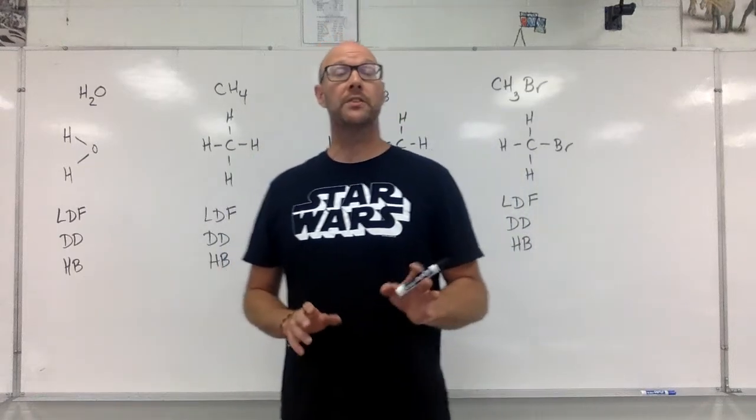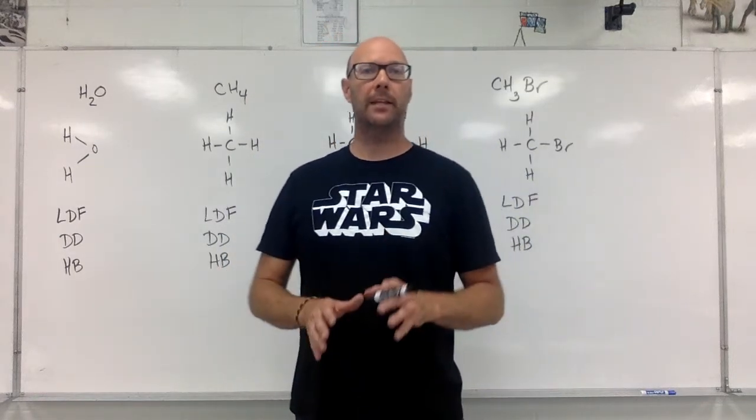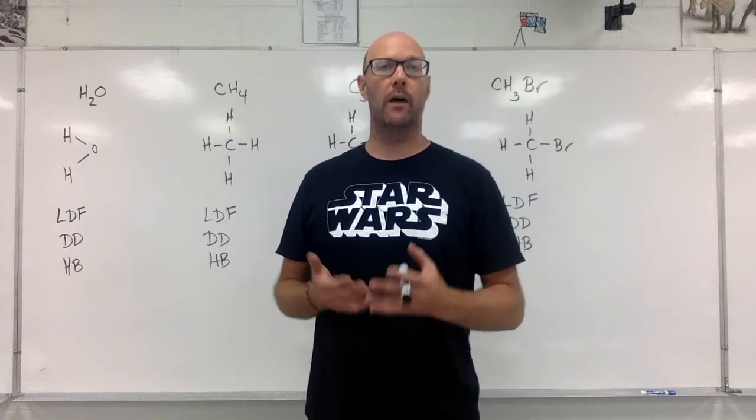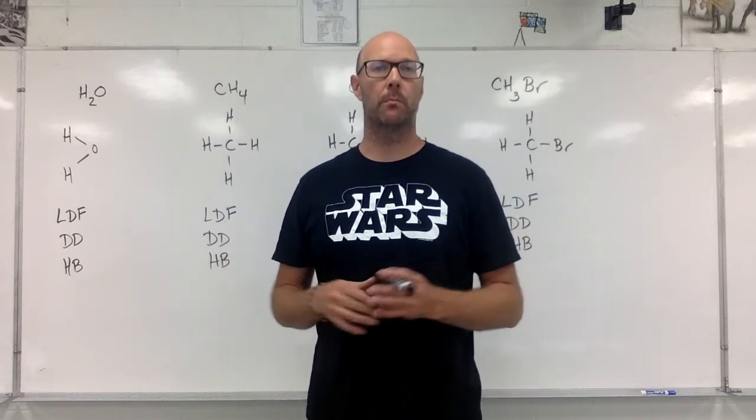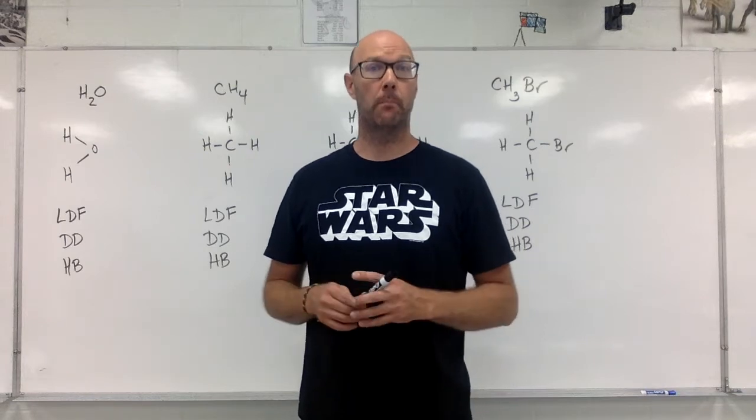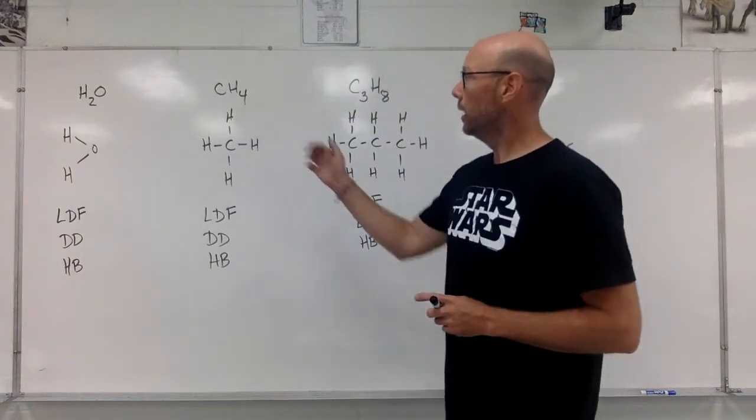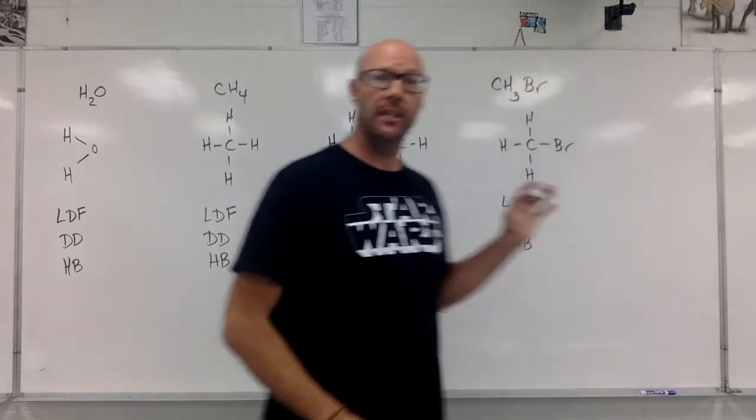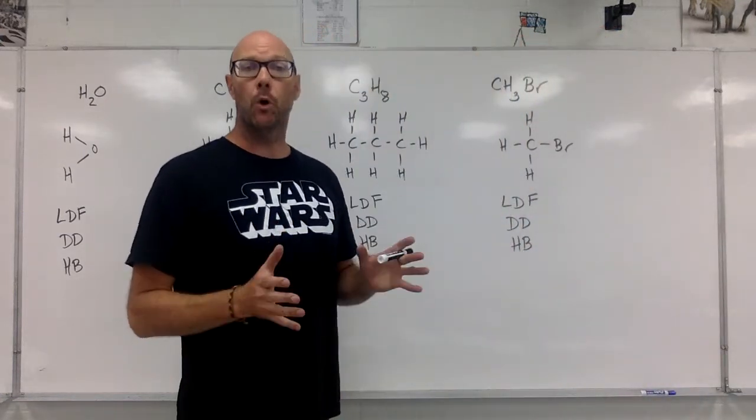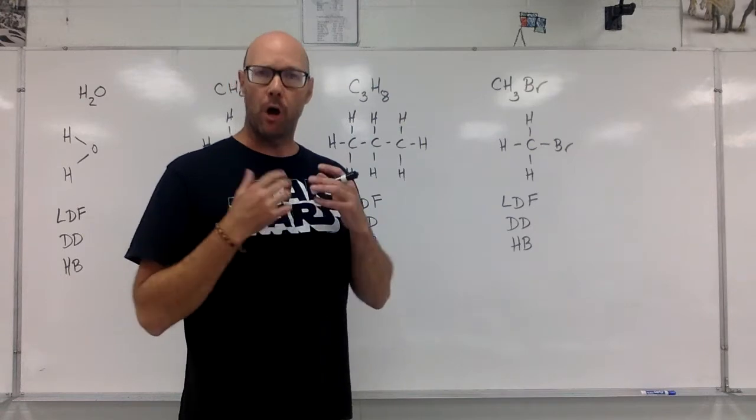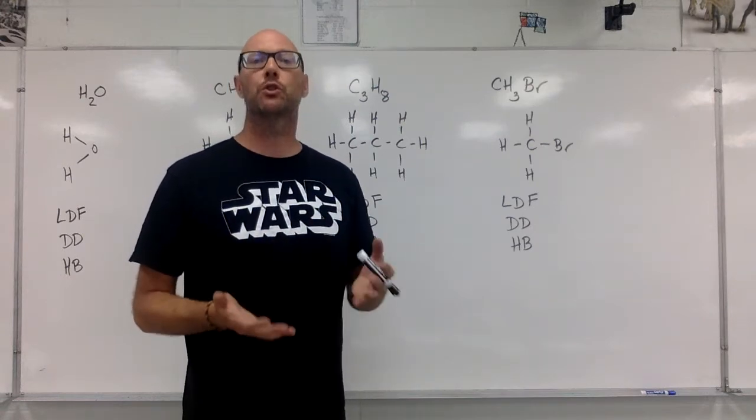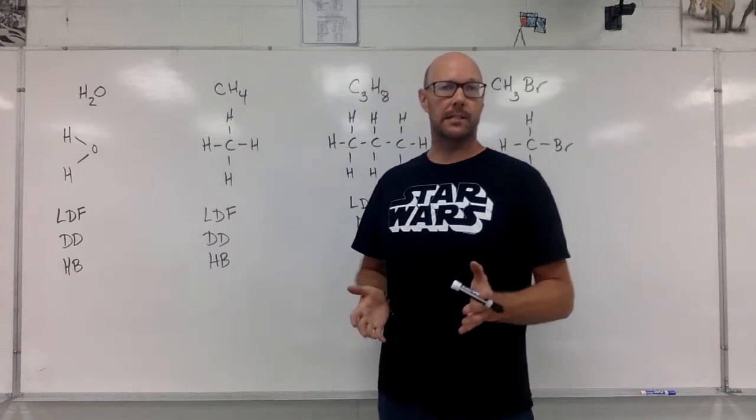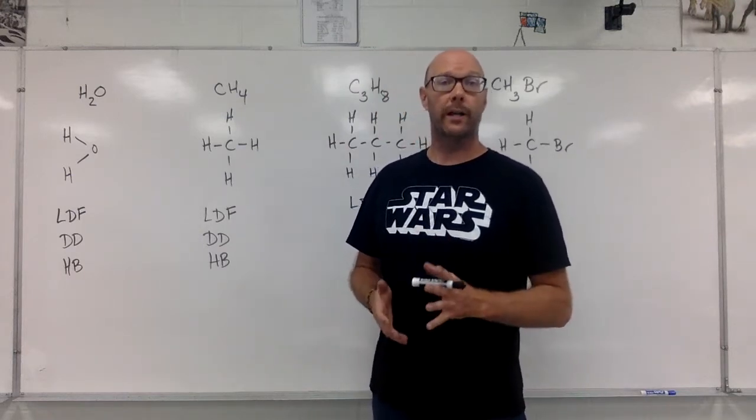Hi everyone. This is another look at intermolecular forces and how we can use them to rank the order of melting points amongst different molecules. I have four molecules up here: water, methane, C3H8, which is propane, and CH3Br, which is bromomethane. I've already shown the structural diagrams and I have the different intermolecular forces listed. Let's go through them one at a time.